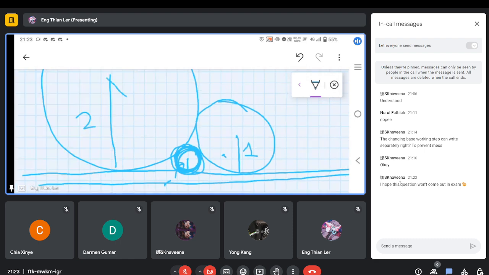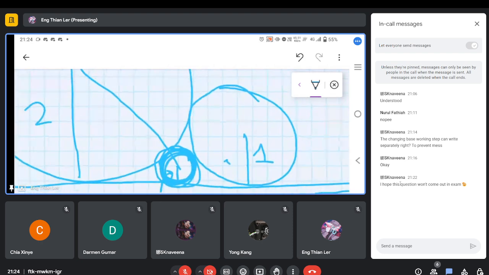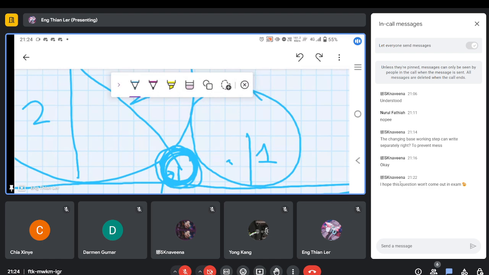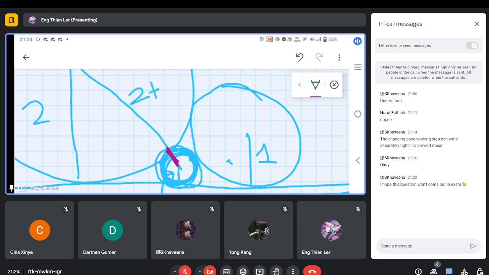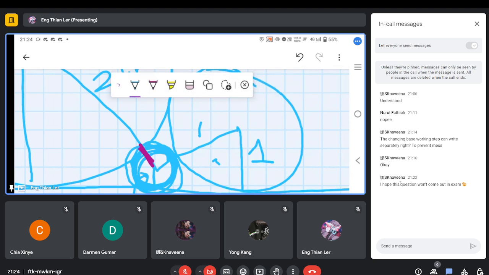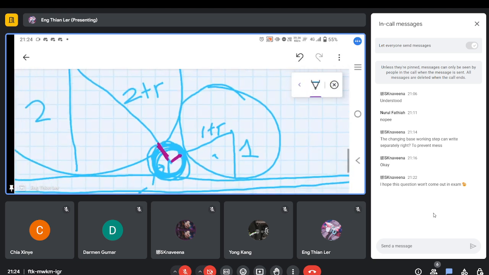And when I connect this to this, this is 2. And this small part, you see a small part? This is R. So this will be 2 plus R. And this is 1. And when I connect to this, this is 1. And look at the small part. This is R plus R. So far you understand? I hope this question won't come in your exam. You understand? 1 plus R. Okay, good.